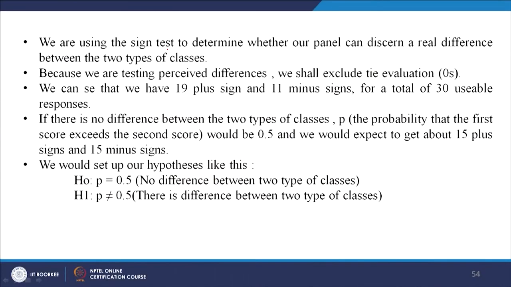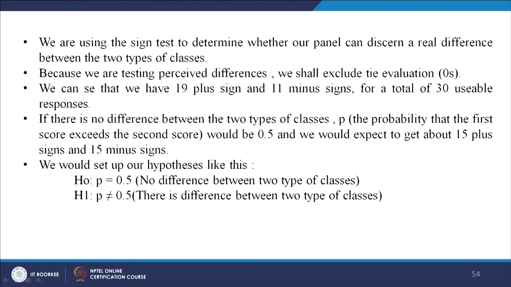We are using the sign test to determine whether our panel can discern a real difference between the two types of classes. So, what is the objective? To find out whether there is a real difference between the two types of classes, the professor's large one and the graduate assistant's small one. Because we are testing perceived differences, we shall exclude the tie evaluations, that is the 0. So, we have 19 plus signs and 11 minus signs, for a total of 30 usable responses.